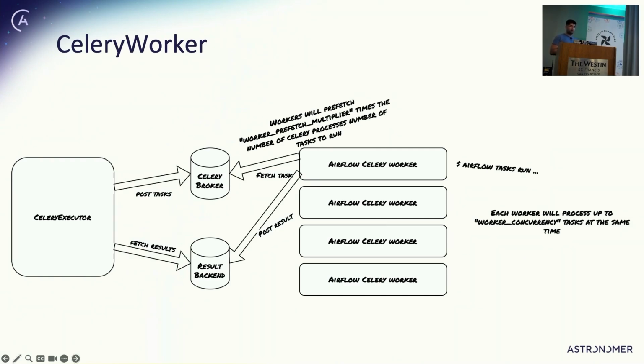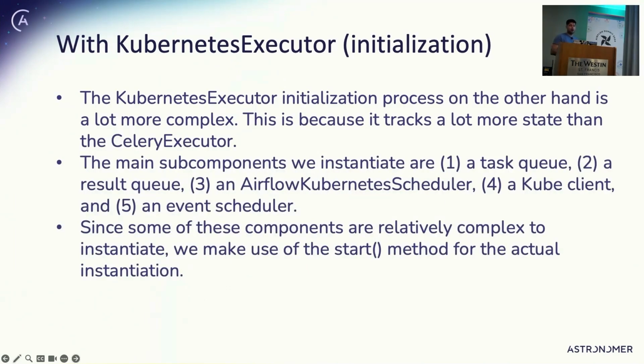The second parameter is worker prefetch multiplier, which defines the number of tasks that a worker should prefetch from the broker backend. By default, that's set to 1 because it's possible to starve workers by setting this value too aggressively. However, it can be beneficial to increase it if your workload patterns are composed of a large number of very short-lived tasks. So at the high level, that covered Celery.